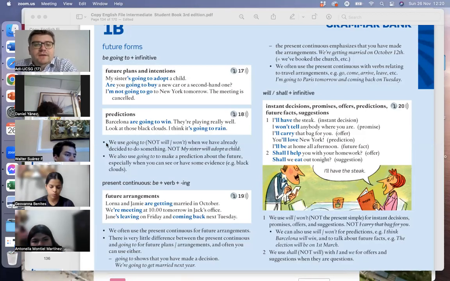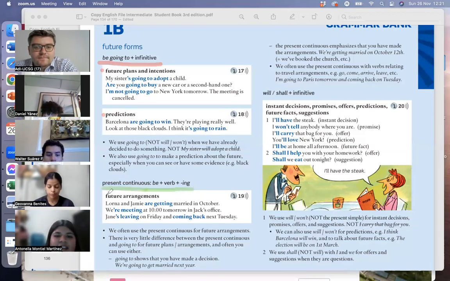So, Antonella, let's start with be going to plus infinitive. Be going to plus infinitive, future plans and intentions. My sister's going to adopt a child. Are you going to buy a new car or a second hand one? I'm going to go to New York tomorrow. The meeting is canceled. Predictions. Barcelona are going to win. They're playing really well. Look at those black clouds. I think it's going to rain.